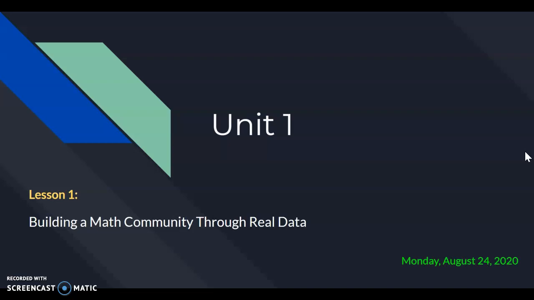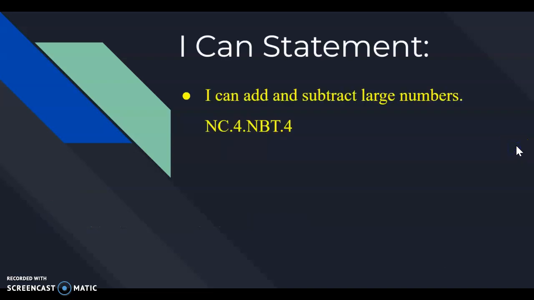I'm going to present our first math lesson, and today we're going to be going over Unit 1, Lesson 1. The title of Lesson 1 is Building a Math Community Through Real Data.